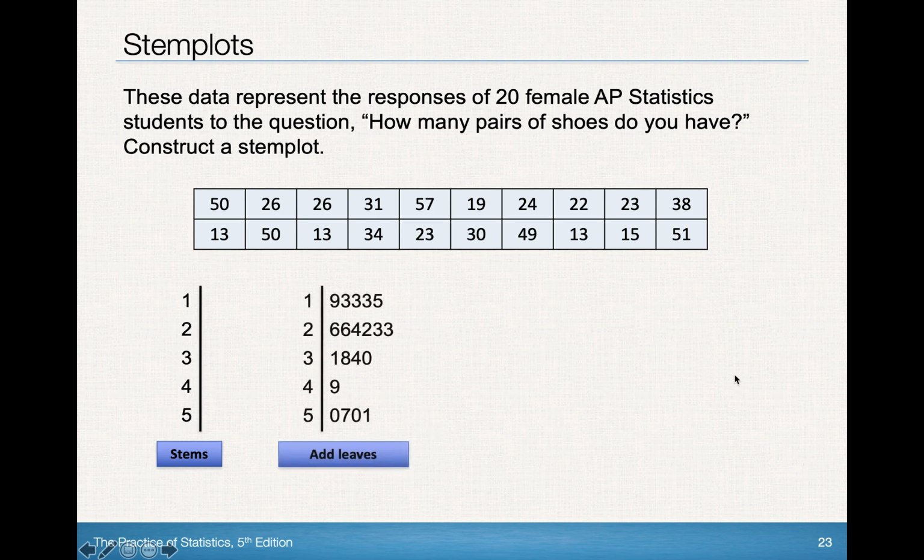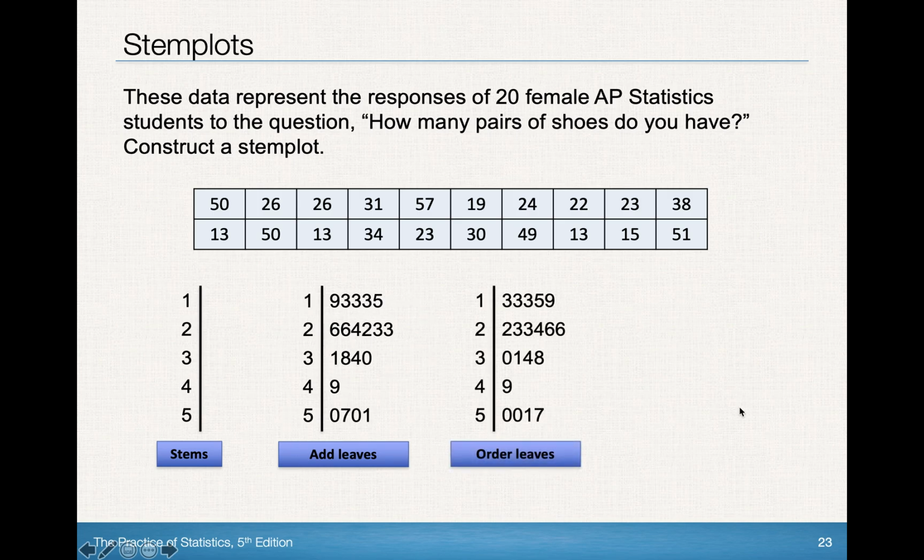Then I want to create my leaves. So this 1, 9 is read as 19, that value right there. 1, 3 is read as 13, and you'll notice that there's three 3s because there are three 13s, one here, and one here. Okay, so this is the 10s spot, and these are all my 1s. Once I add the leaves, I want to put them in order. So my smallest number is 13, and my biggest number is 57, and everything in between.